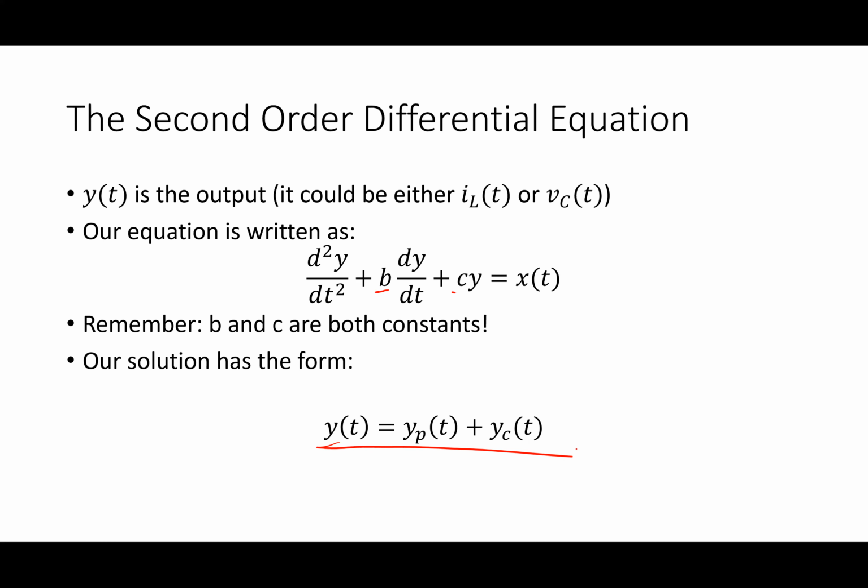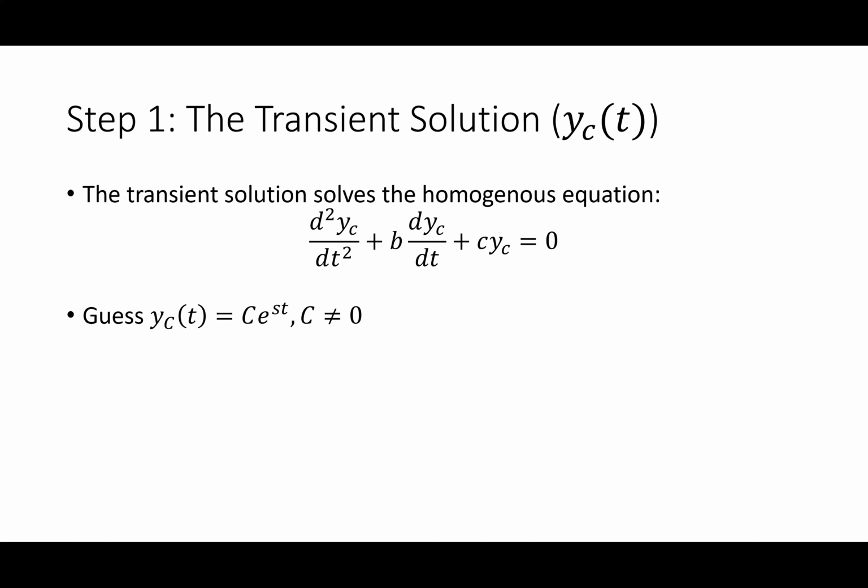So the transient solution always solves the homogeneous equation, meaning it always solves the equation that I set equal to 0. So I take the input out. So x of t is gone here. It's just set equal to 0. So I always guess an exponential. And we talked at the very beginning last time intuitively why an exponential, why that happens. So I guess the solution and then I plop that in. So if I plug in c e to the st, help me out with that. I take the second derivative of c e to the st.